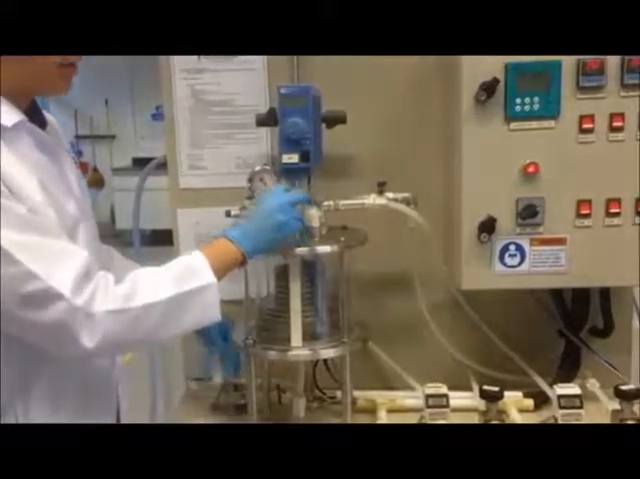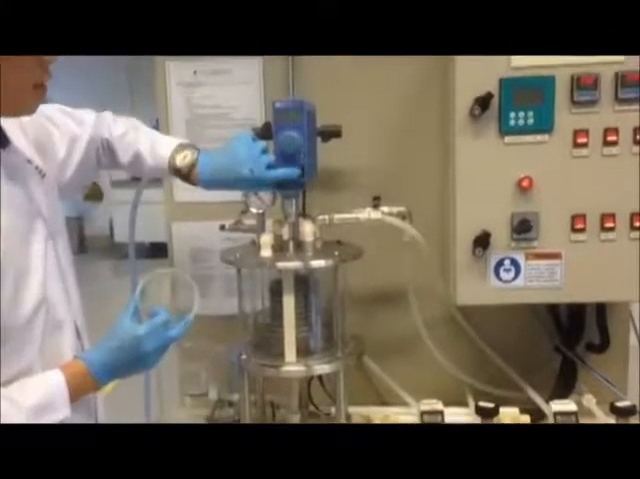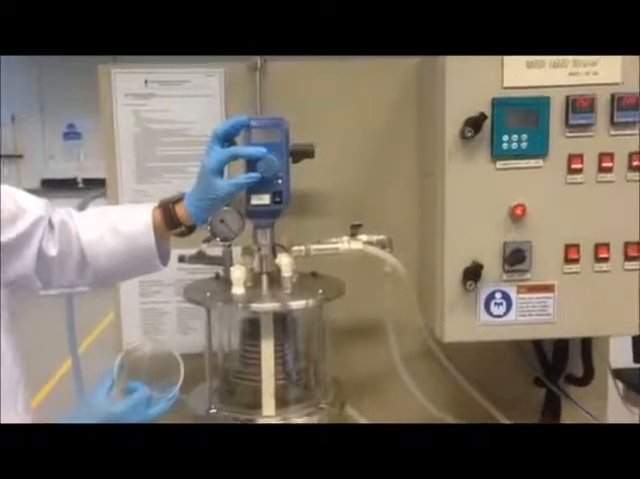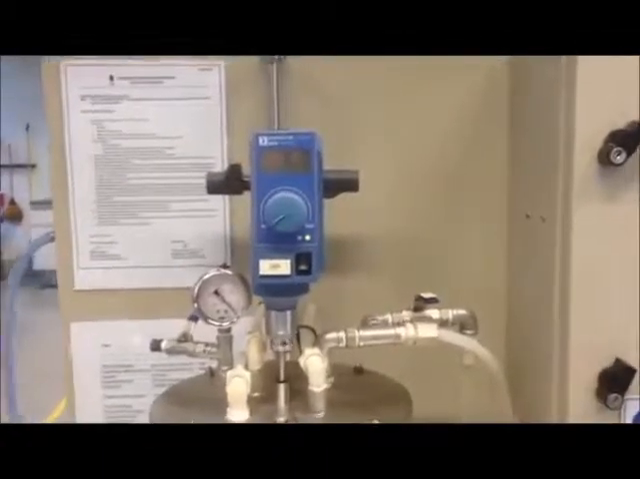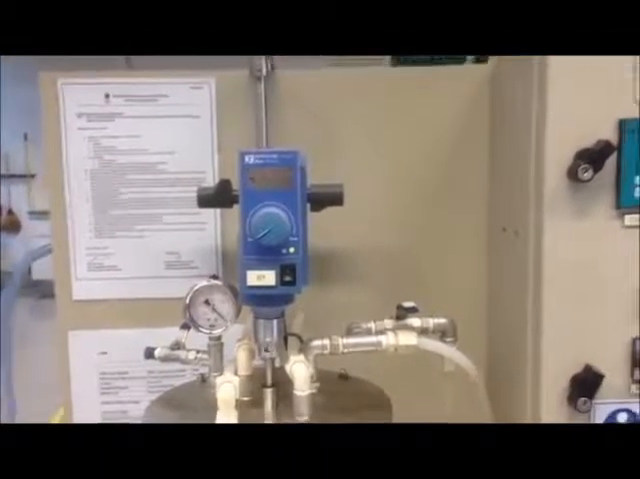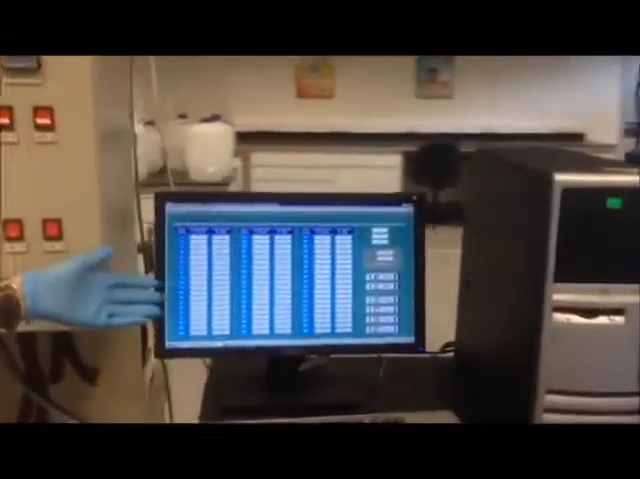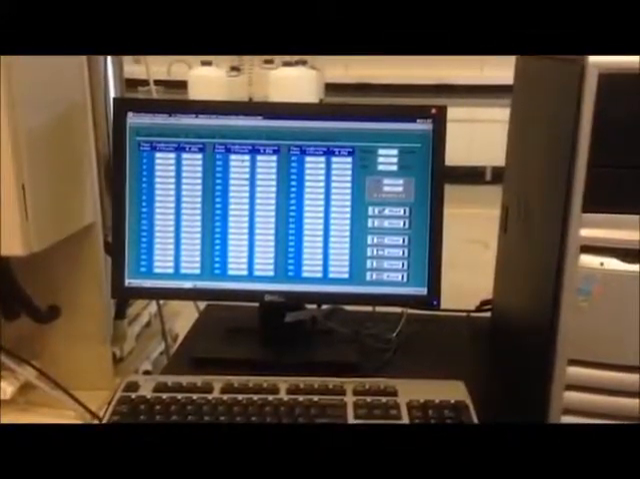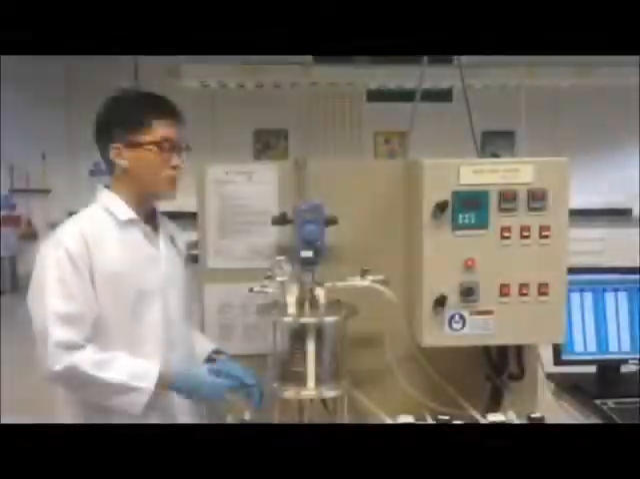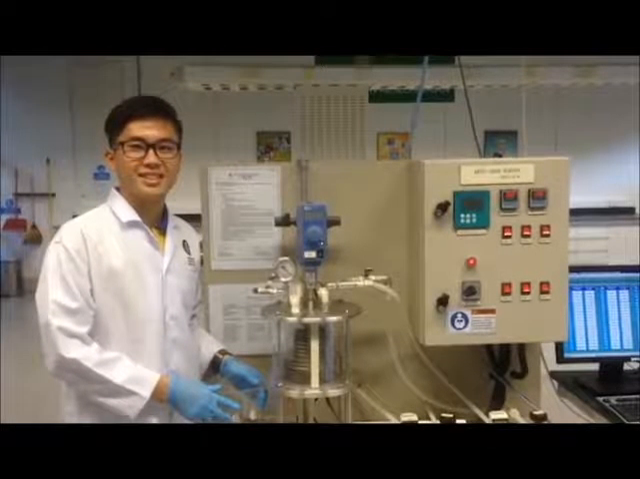After that, turn on the stirrer and set it to 50 rpm, and start recording the conductivity at every 1 minute interval. Repeat the experiment with the other 4 conditions.